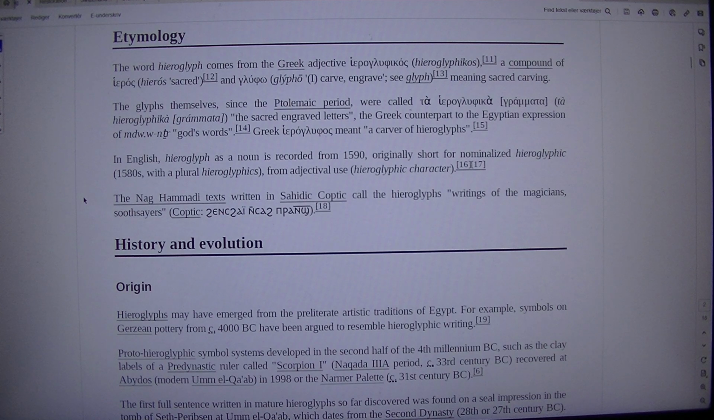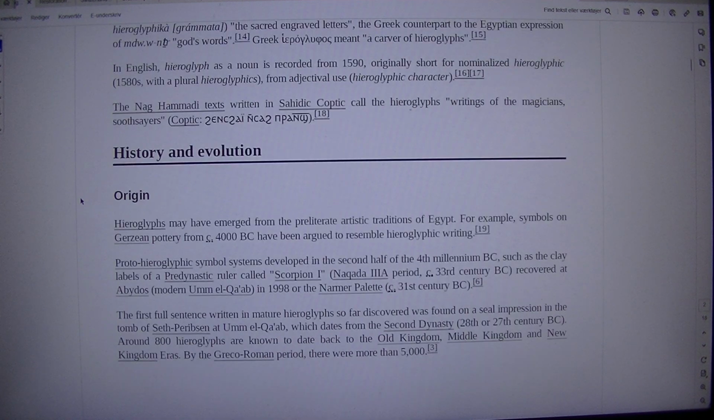Hieroglyph as a noun is recorded from 1590, originally short for nominalized hieroglyphic, 1580s, with a plural hieroglyphics, from adjectival use, hieroglyphic character, 1617. The Nag Hammadi texts written in Sahidic Coptic call the hieroglyphs writings of the magicians, soothsayers.